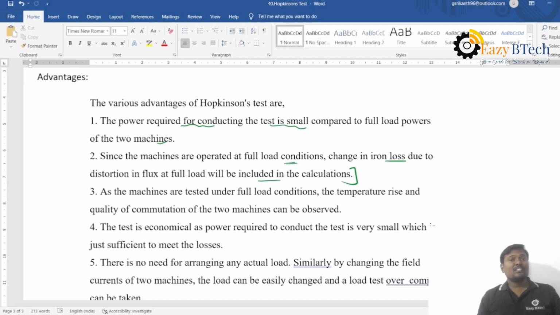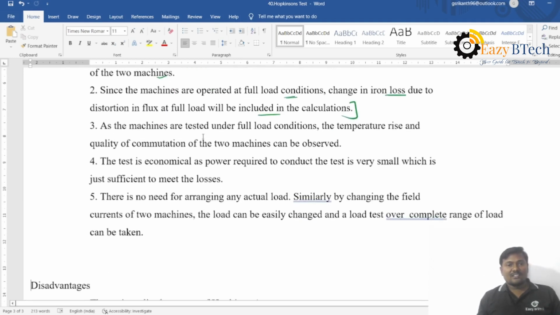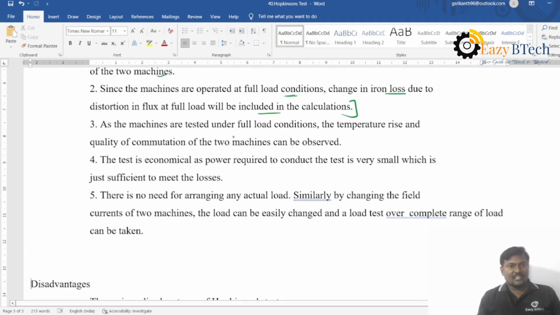That is not included in the Swinburne's test, and most of the power is wasted in the form of heat if you go for the brake test on a DC shunt motor. So that is a disadvantage of the brake test on a DC shunt motor. And coming to the Swinburne's test, we are not including the armature reaction, so the exact efficiency is not calculated. But in this method, both the machines are operated at full load conditions.